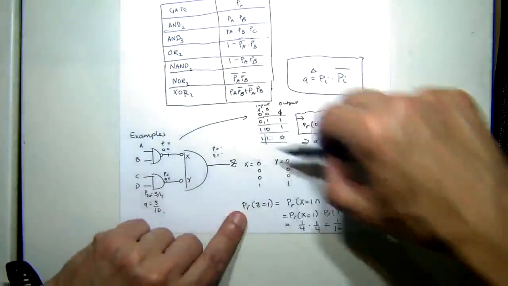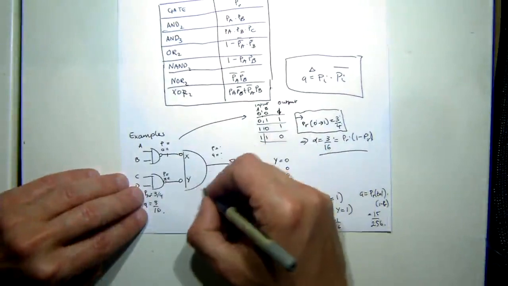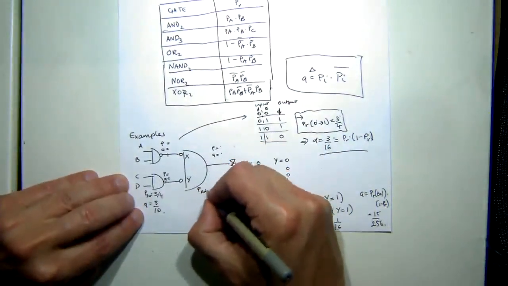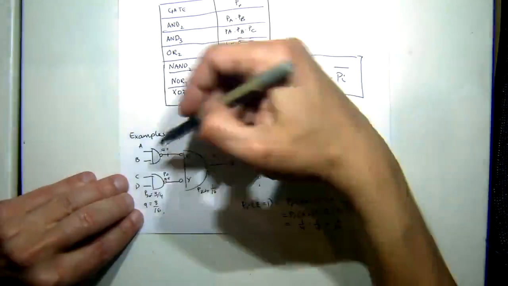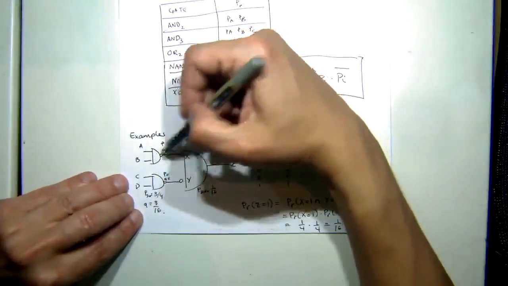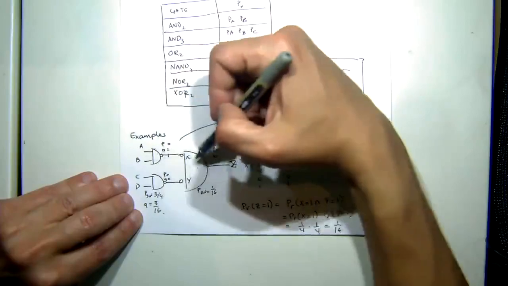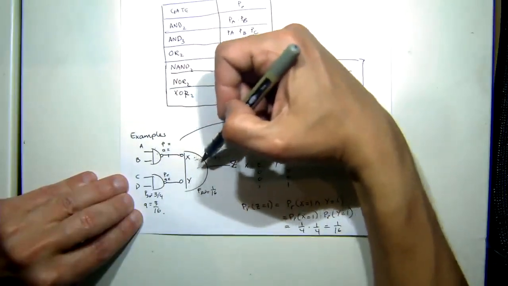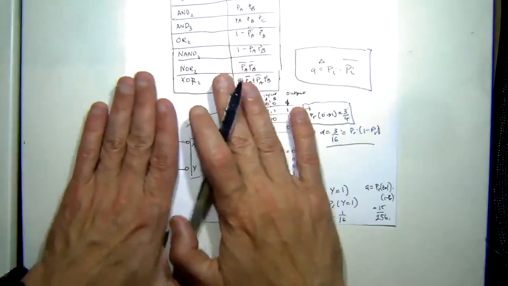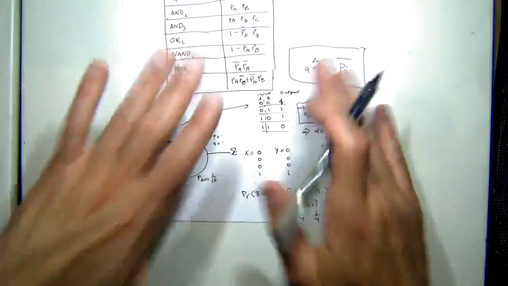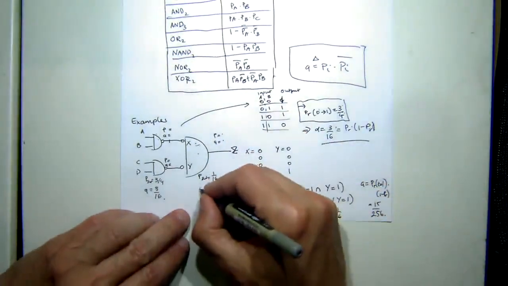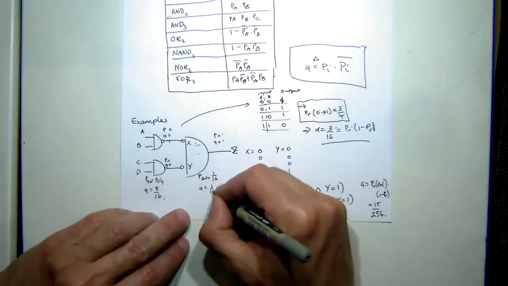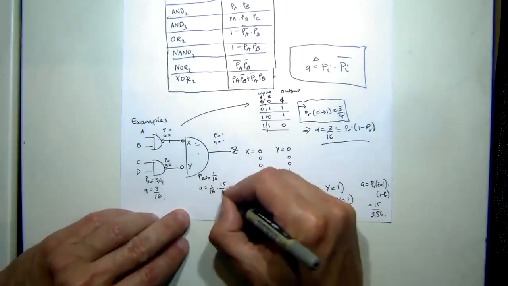So you can work out your switching probability for this circuit, because I'm taking into account that it's at this point in the circuit. Don't just think of it in isolation. Think of it as part of the circuit. So if my switching probability is 1/16, my activity factor is 1/16 times 15 on 16.